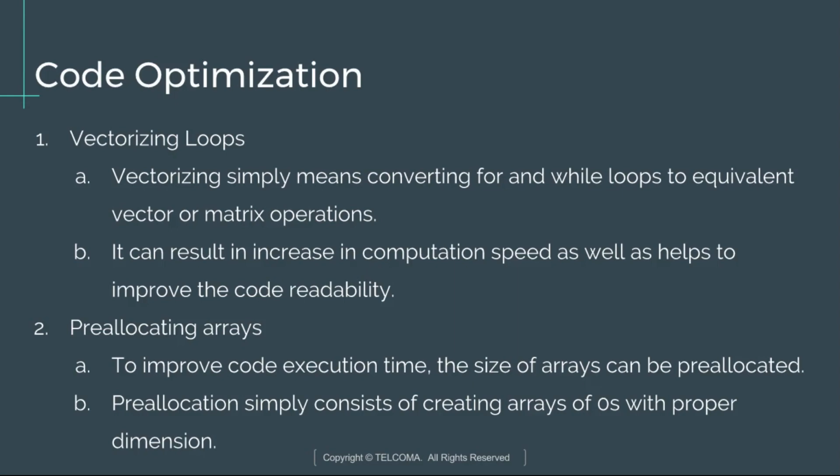Second is pre-allocating arrays. Pre-allocation refers to initializing arrays before entering a for loop that computes the elements of the array. To improve code execution time, the size of arrays can be pre-allocated. Pre-allocation simply consists of creating arrays of zeros with proper dimension.